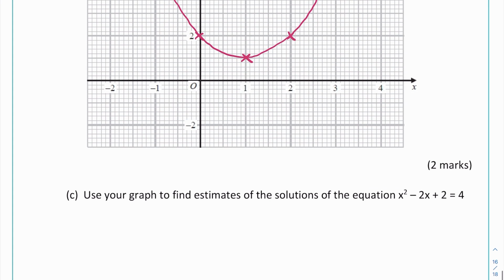But it does ask us a part C question. It says use your graph to find estimates of the solutions of the equation x squared minus 2x plus 2 where it's equal to 4. That's a little bit different to some of the questions that usually come up. Normally it says equal to 0. Now if it was equal to 0, if the graph did cross through the x-axis, obviously this one doesn't, but let's imagine it did. And if it did, you would read the x values of the two places where it crosses through. Or of course maybe it would just cross through at one place if it was sitting on the x-axis. Now this one doesn't, and that's why they've asked us to find it where it equals 4.